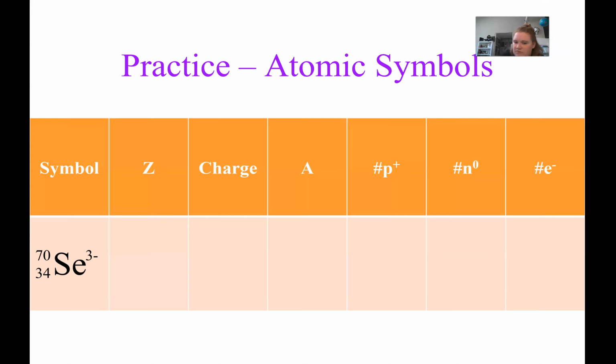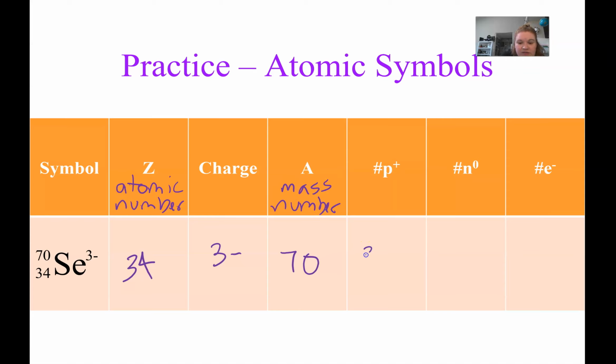So we're going to start just going down the line. Z is going to be 34. And we know that Z is also referred to as the atomic number. We know the charge is a -3. That's on there. There's nothing to figure out there. And we know that A is 70. This is our mass number. The number of protons is 34. Z and the number of protons and the atomic number, all of those three words or phrases mean the same thing. The number of neutrons and the number of electrons take a little bit of work, but not a lot.